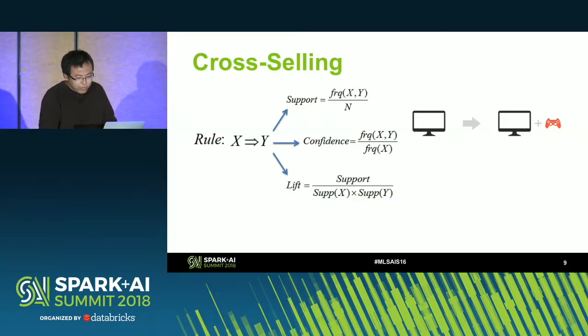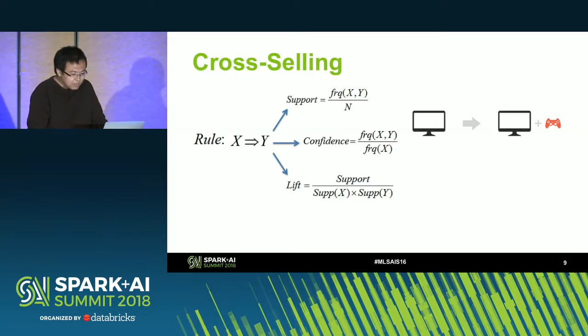MLlib implements PrefixSpan for this purpose. Using the above two functions, we can list potential brand X with high support and high confidence. However, we should keep in mind that high confidence doesn't always mean brand X has potential influence.